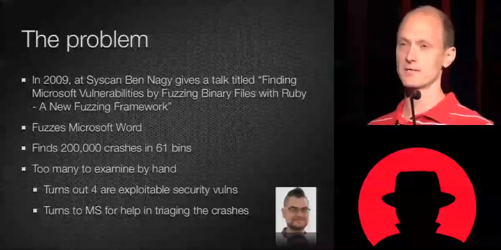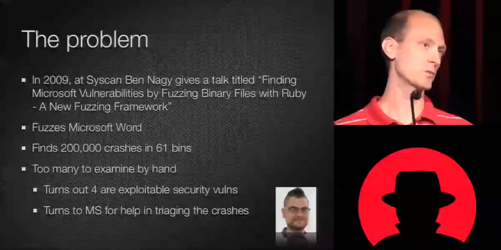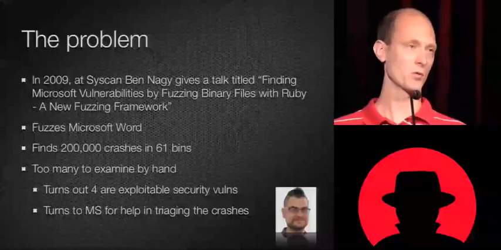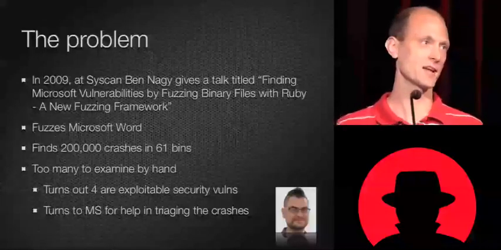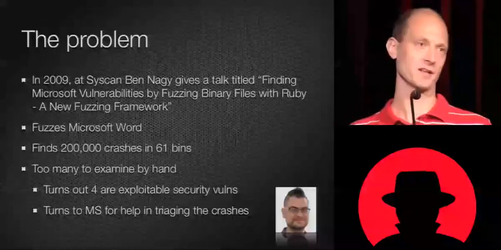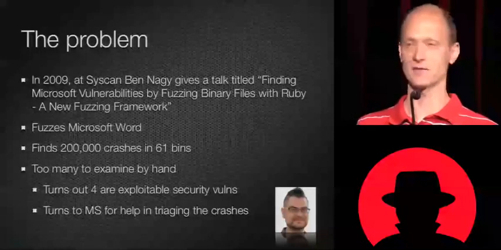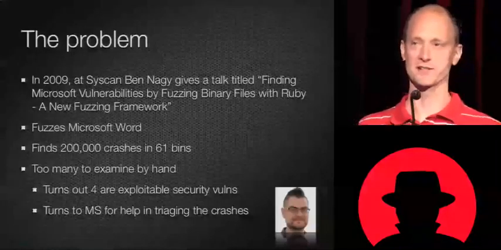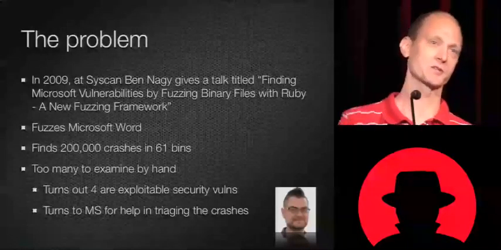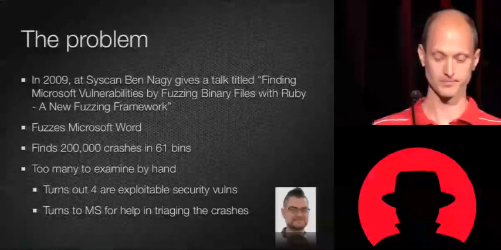And the problem was trying to figure out which of these were exploitable, and of the 4, what was the actual bug. Just to show that he couldn't do this himself, he had to give these to Microsoft. I know Ben, and that must have really hurt him to have to do that. So he gave it to Microsoft, and they helped triage them. The point is, it took too many resources to analyze all the crashes.